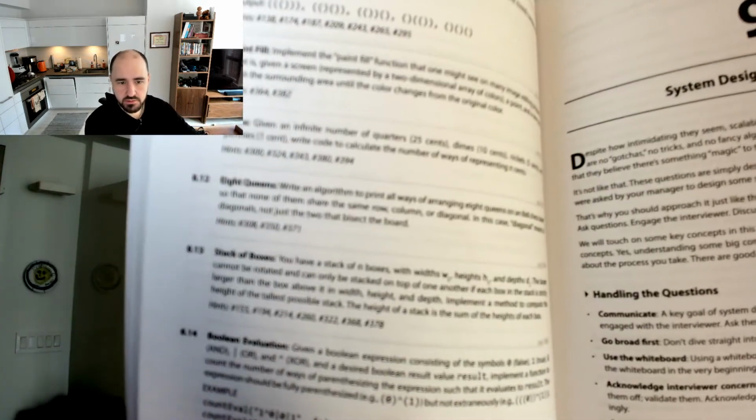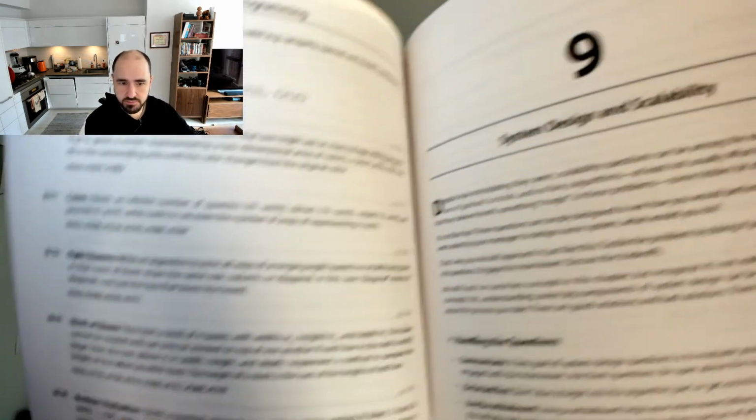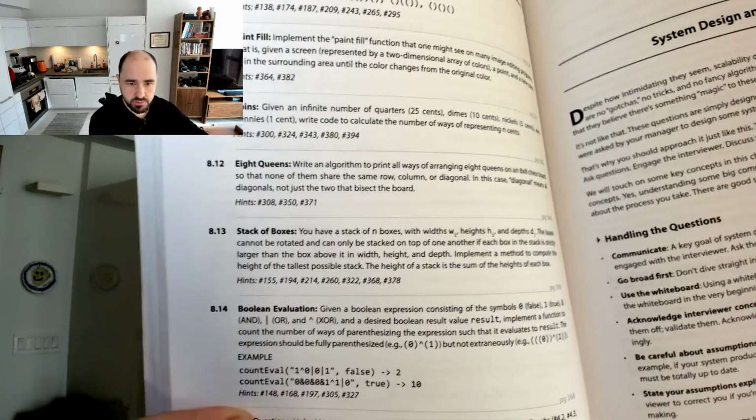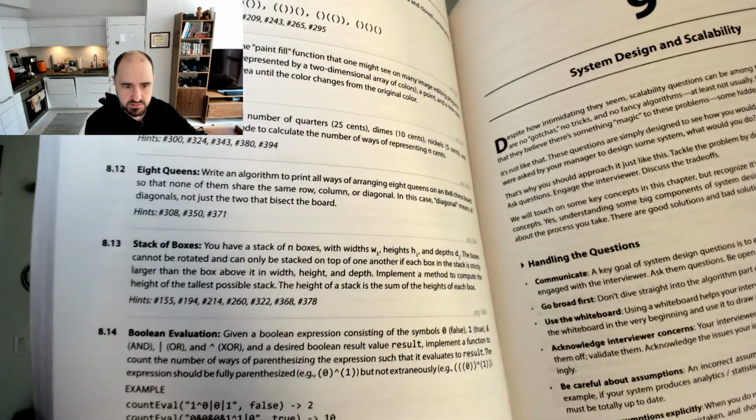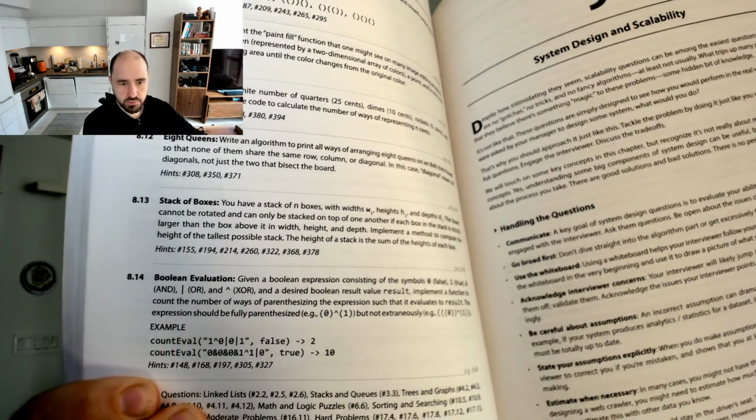So yesterday, let's see, we've been working on chapter 8. There are only 3 problems left in this chapter. Hopefully I can get through all of them, and then we'd be moving on to chapter 9. 3 problems to go: 8 queens, stack of boxes, and Boolean evaluation. These are the remaining problems.